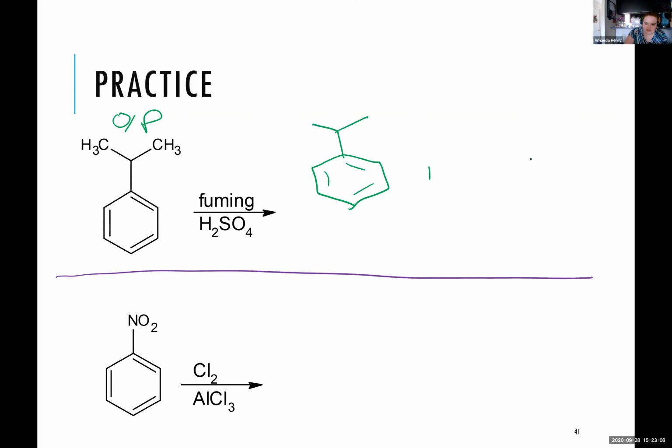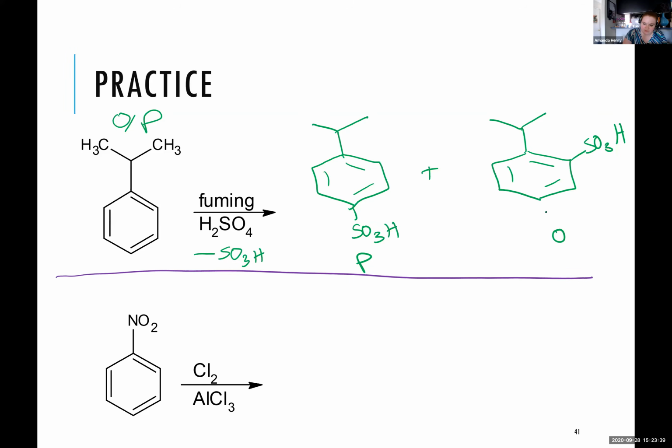So I'm just going to start by drawing what we started with. And fuming H2SO4, this is what we're going to use to add on an HSO3 or a sulfone group. So I can add it para, or I can add it ortho. And our para will be the major product because of the steric hindrance. And then what about that last one there?